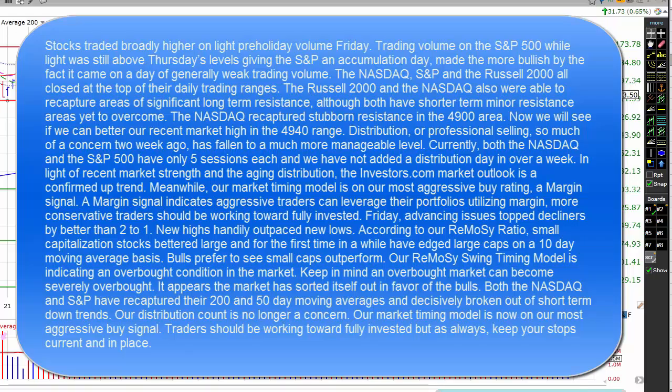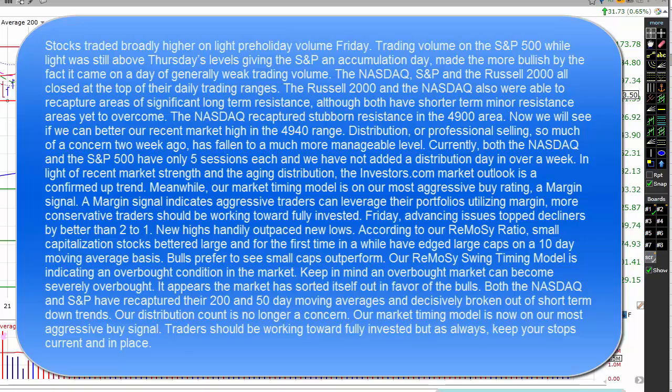Friday, advancing issues topped decliners by better than 2 to 1. New highs handily outpaced new lows. According to our Ramosi ratio, small capitalization stocks bettered large, and for the first time in a while have edged large caps on a 10-day moving average basis. Bulls would prefer to see small caps outperform.